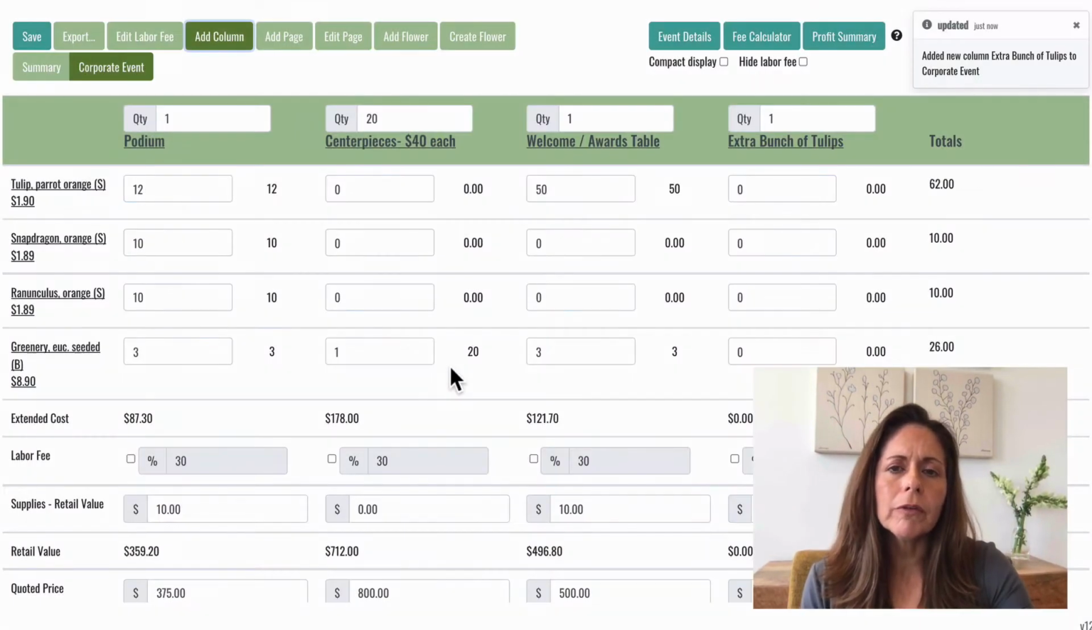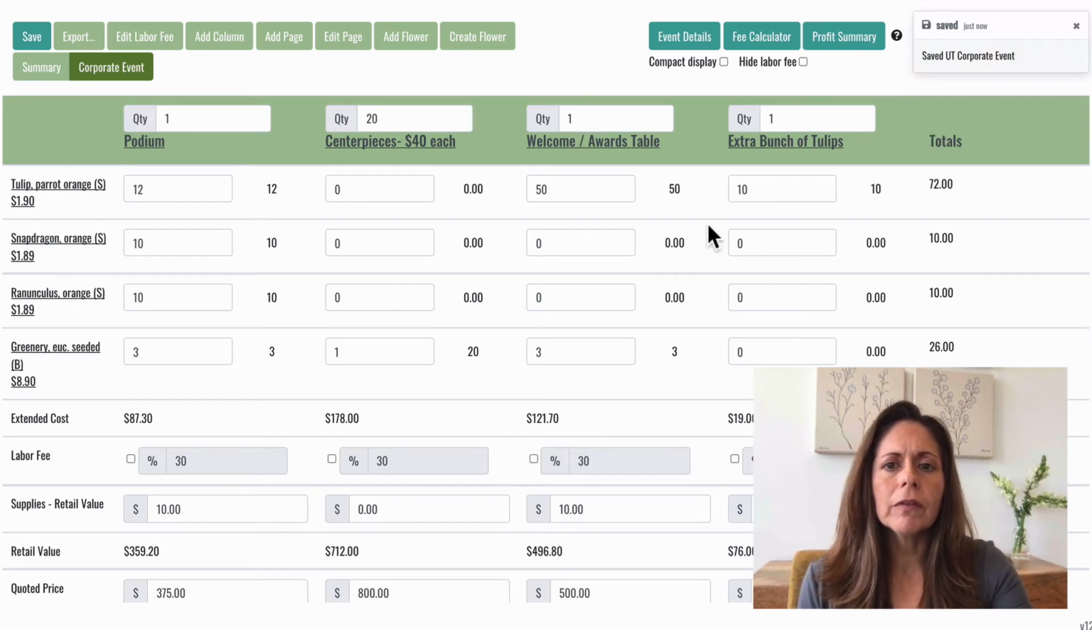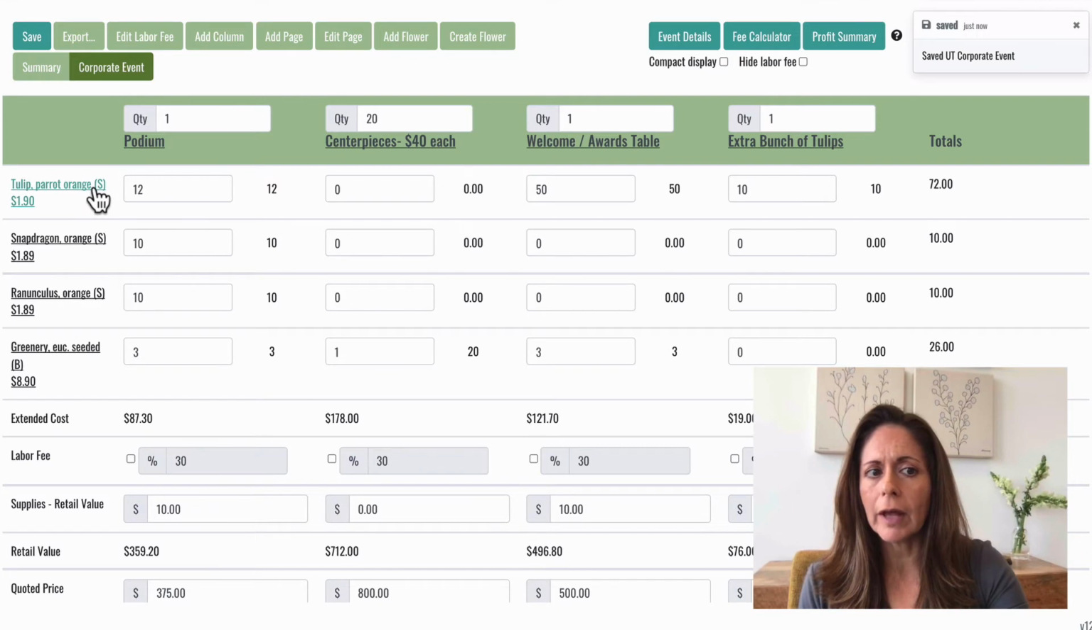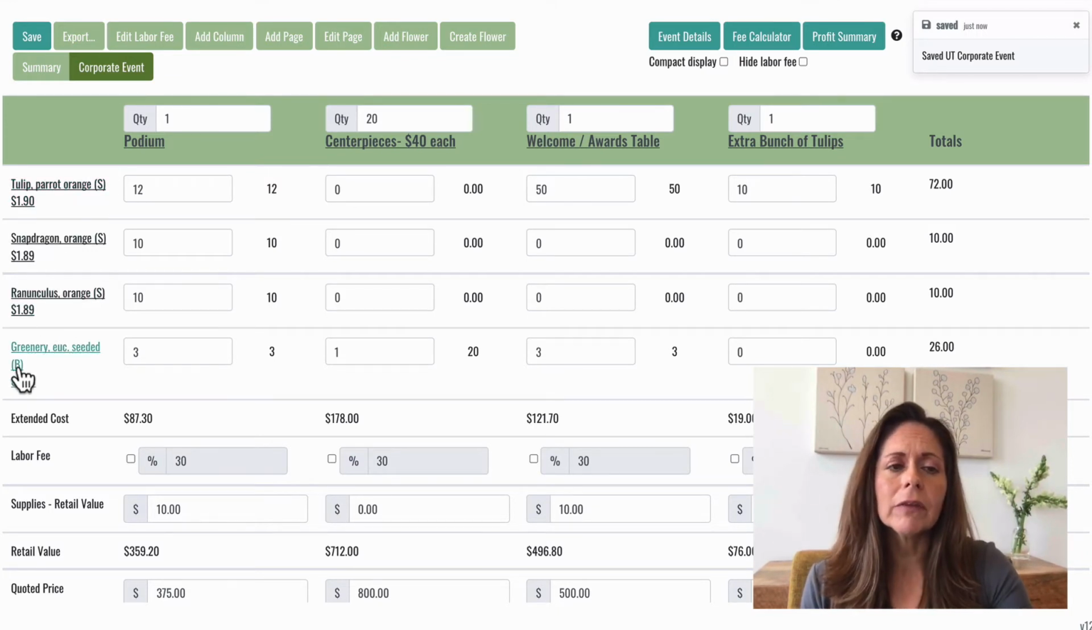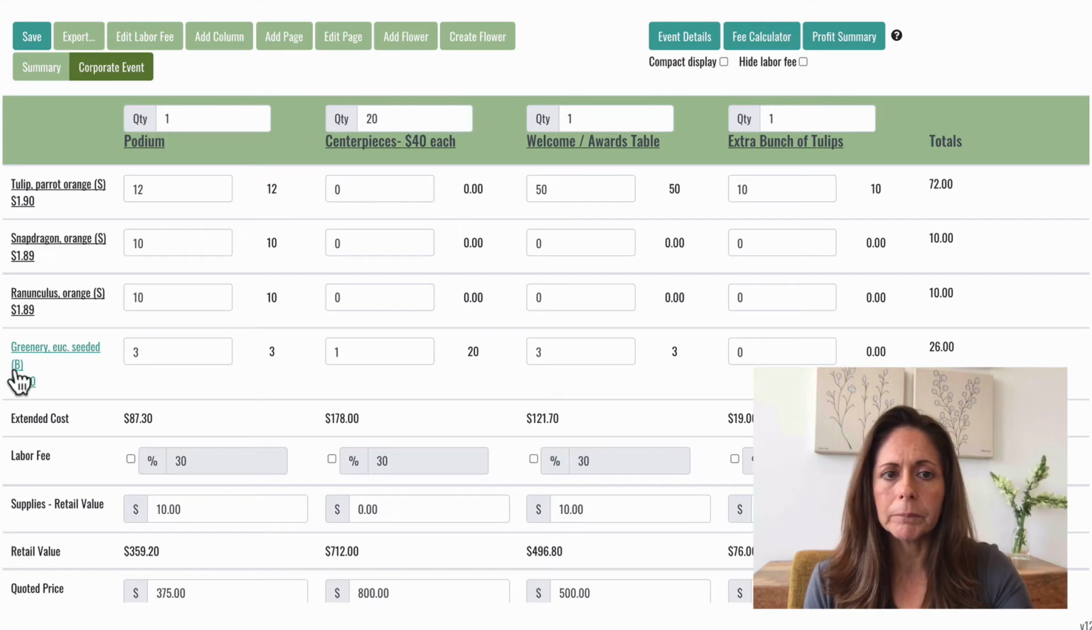And what I'm going to do is go ahead and put in 10 tulips because I'm ordering them by the stem. You can see off to the side here that S stands for stem. You can see in my seeded eucalyptus that it has a B, and that stands for bunch. So if I'm ordering it by the stem, and that's how I've set it up in my system, it's going to have an S. And if I'm ordering it by the bunch with the full price of the bunch, I'm going to have a B here.